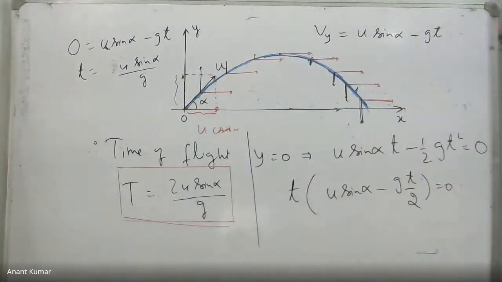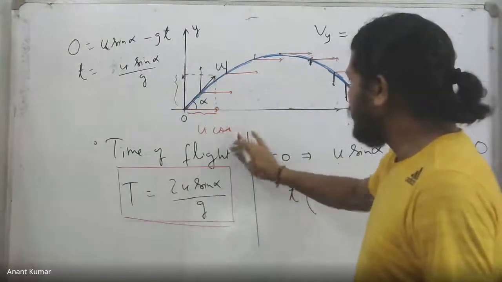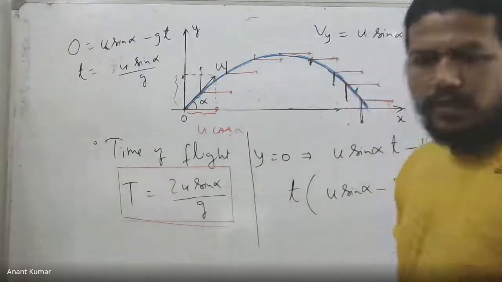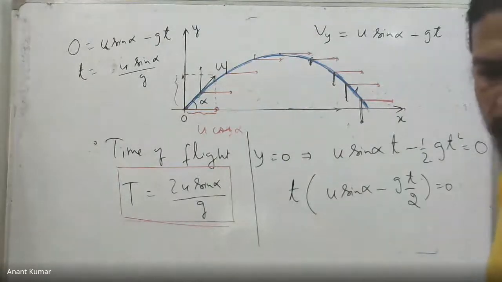not zero. In fact, the speed is equal to the x component of velocity. At the highest point, therefore, the speed is nothing but u cos alpha, which is the minimum speed it can have. At every other point, the speed is going to be different.